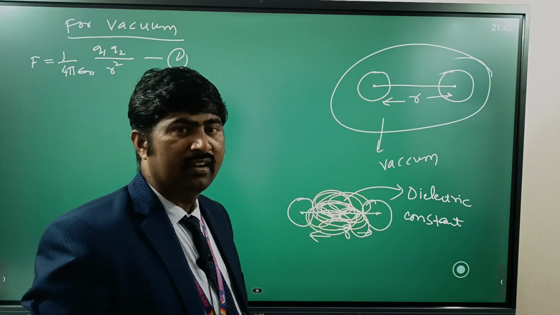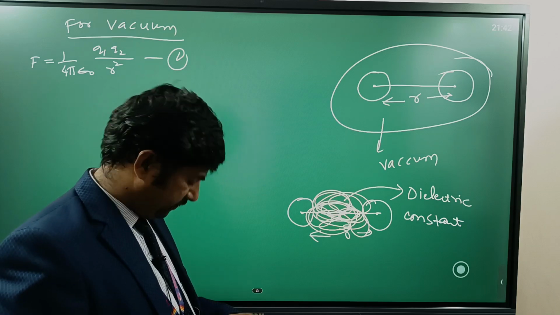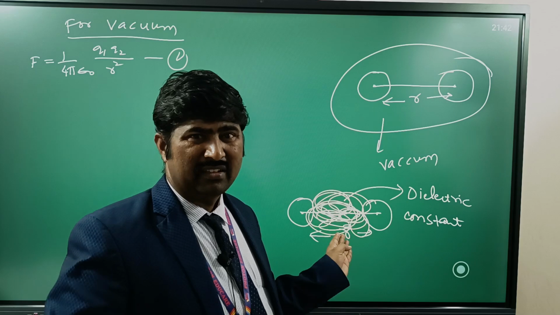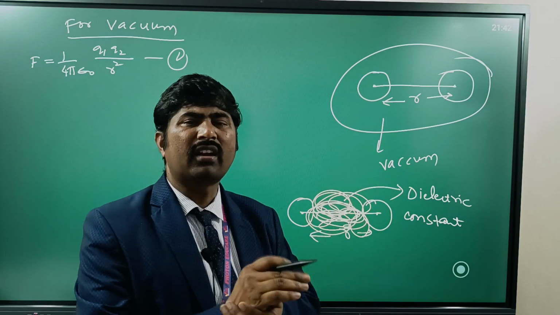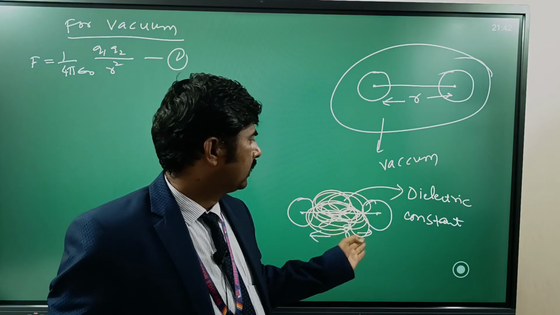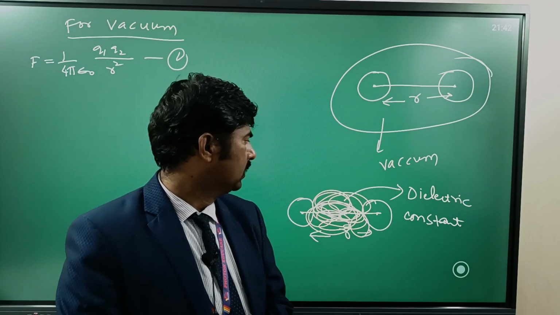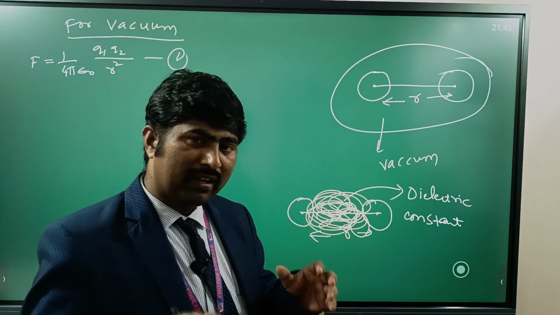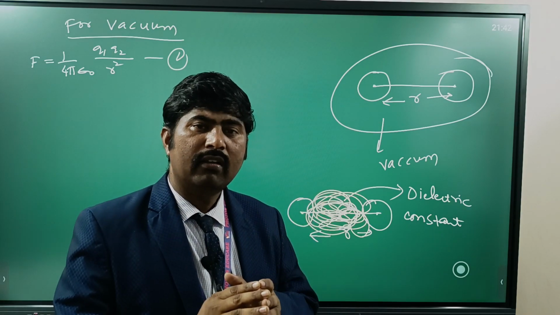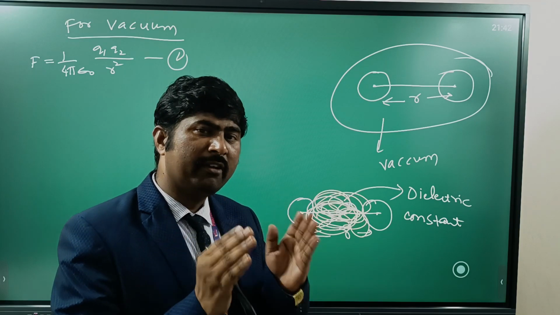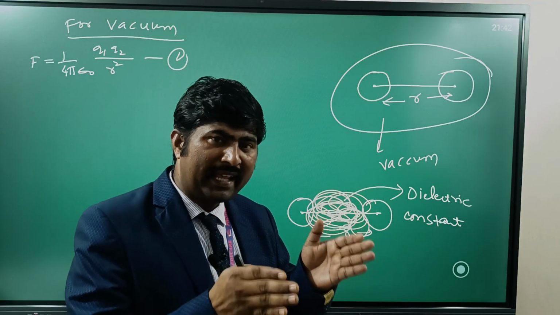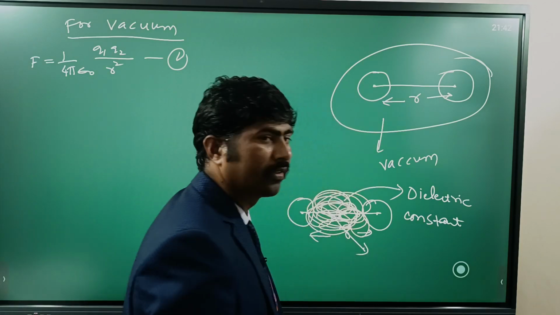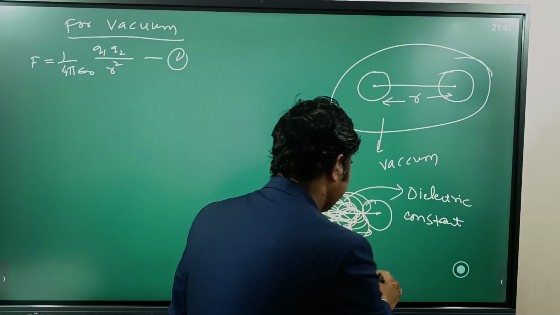Either it is a mica sheet or it is a glass. Any non-conducting, I mean insulating materials, you can take. Dielectric materials are insulating materials. So such an insulating material, when it is placed between the two charges, either a mica sheet or any insulating material placed in between the two charged spheres, the dielectric constant is denoted as K.